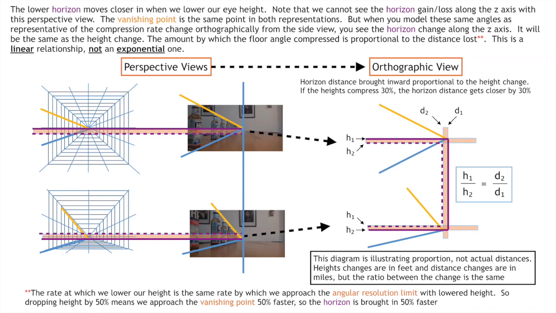So again, our perspective view here is on the left with our potential transversal and orthogonal lines in our horizontal eye line, and the descent and ascent rates represented in yellow and blue along the bottles. With an orthographic view, looking over here on the right, if the height is compressed 30%, the horizon distance gets closer by 30%.